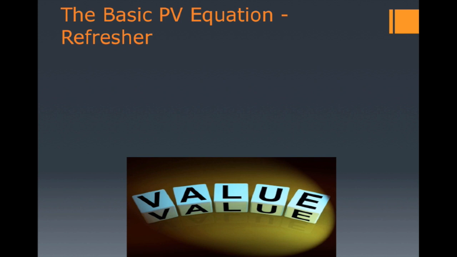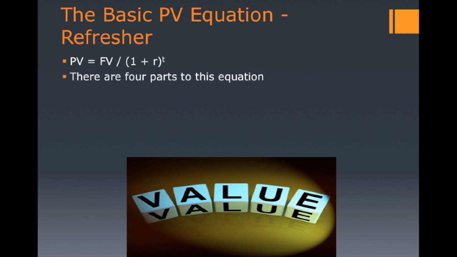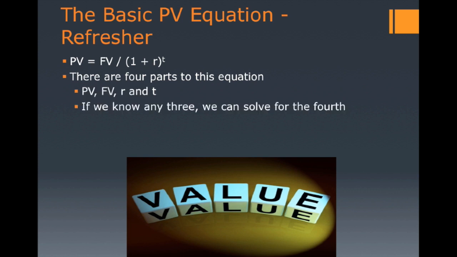I'd like to go over the basic present value equation refresher. Present value equals future value divided by 1 plus r to the t power. T or n, we use those interchangeably. It's the number of time periods. So there's 4 parts to this equation: present value, future value, interest rate, and number of time periods. If we know any of those 3, we can solve for the 4th.